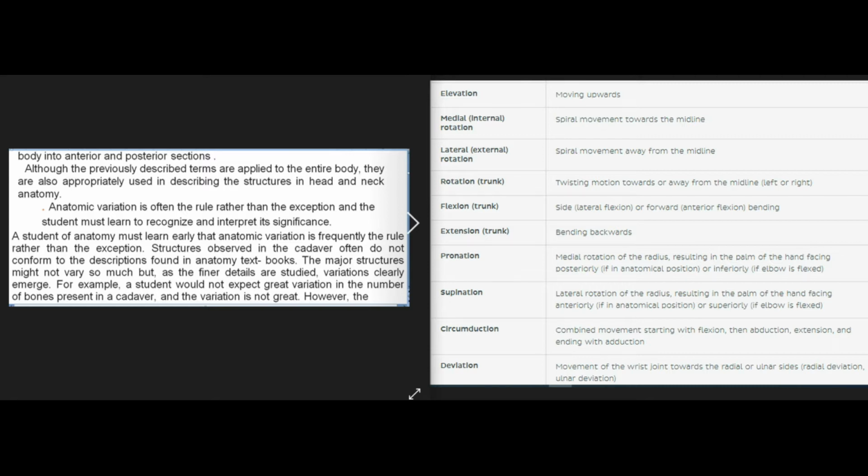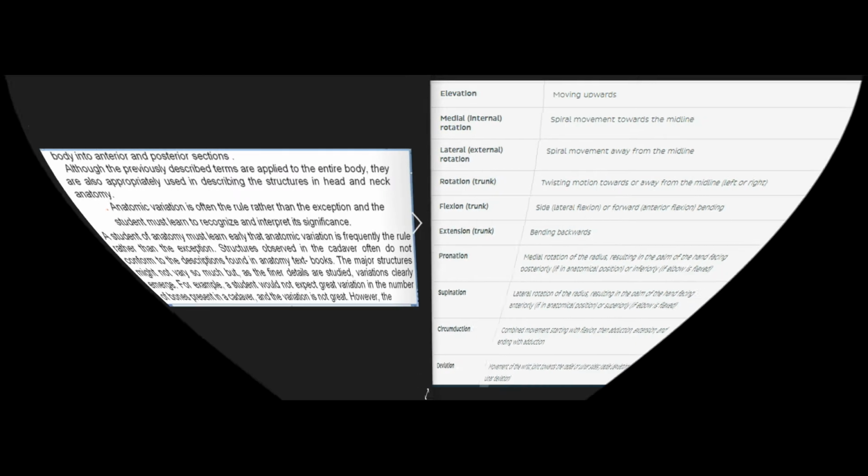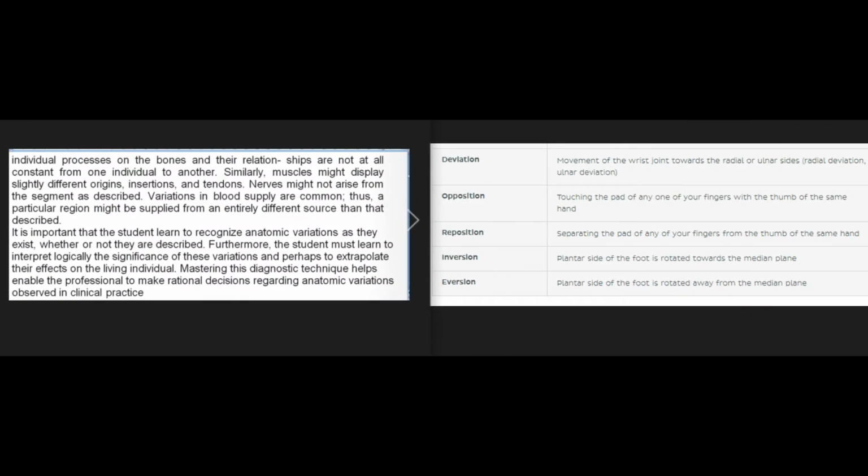For example, a student would not expect great variation in the number of bones present in a cadaver, and the variation is not great. However, the individual processes on the bones and their relationships are not at all constant from one individual to another. Similarly, muscles might display slightly different origins, insertions, and tendons. Nerves might not arise from the segment as described. Variations in blood supply are common, thus, a particular region might be supplied from an entirely different source than that described.